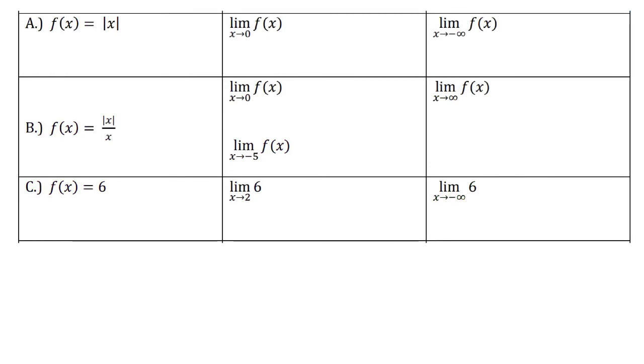All right, so for number 26a, we're going to go through all of these. Now, you have the absolute value of x, so the limit as x approaches 0 of f of x, that's just going to be equal to the absolute value of 0, which is 0. And the same is true over here on this other part. The absolute value of negative infinity is going to be positive infinity.